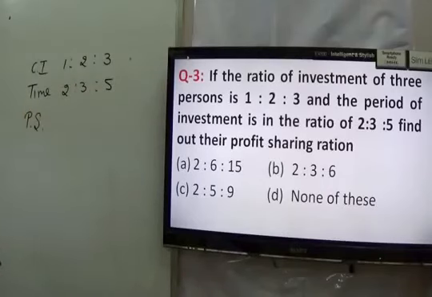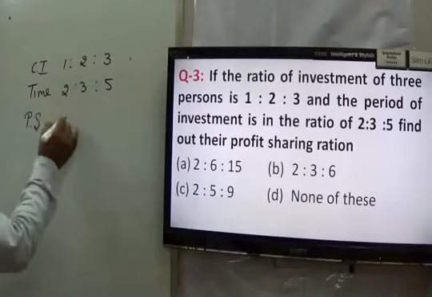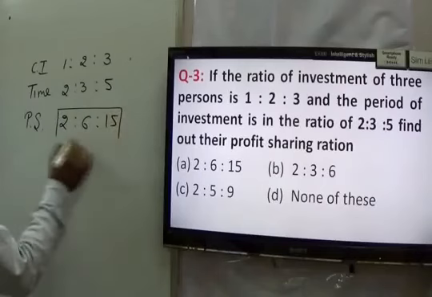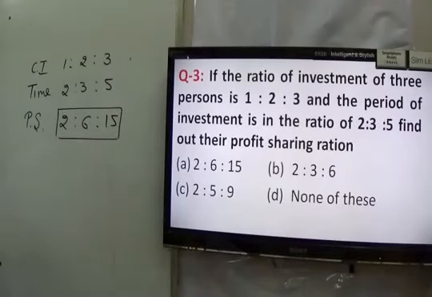You know that profit sharing is always equal to capital invested into time. It means 1 into 2, 2, 2 into 3, 6, 3 into 5, 15. So here I can say that the profit sharing ratio is 2:6:15. Answer to this question is A, that is 2:6:15.